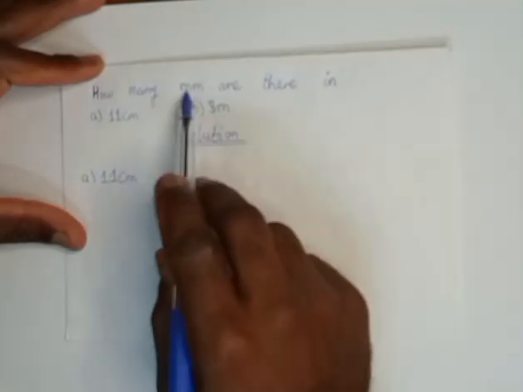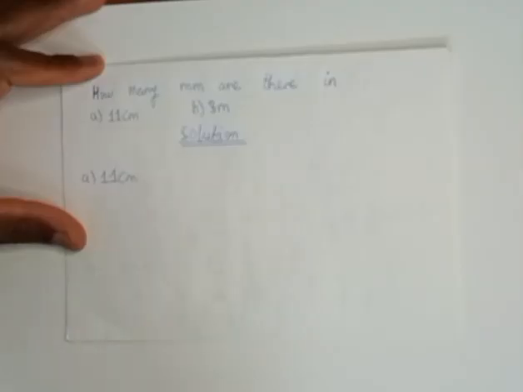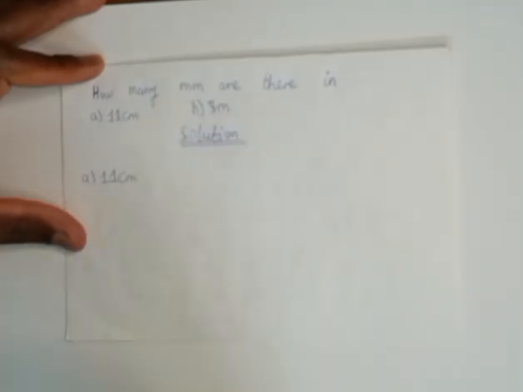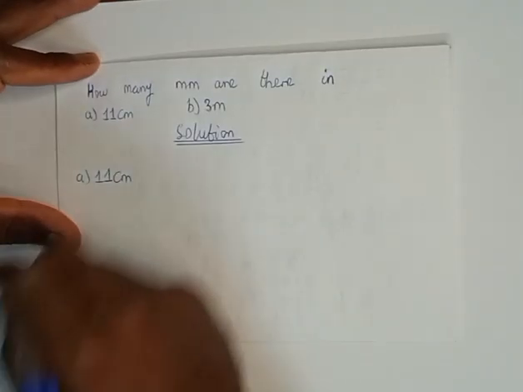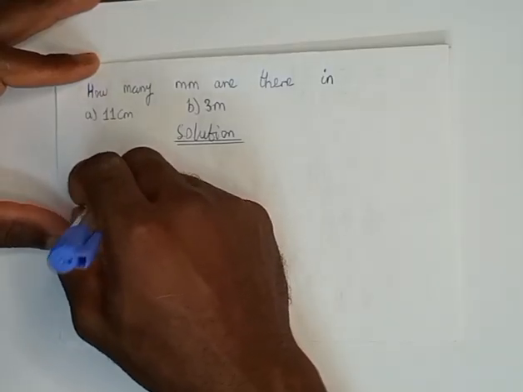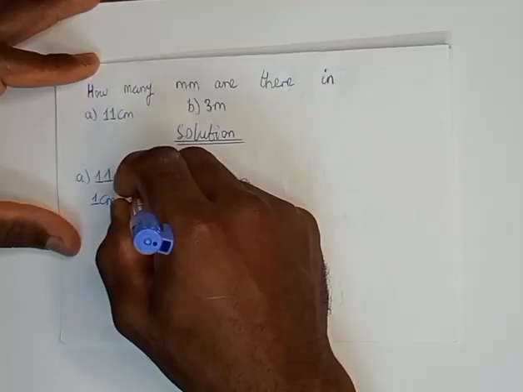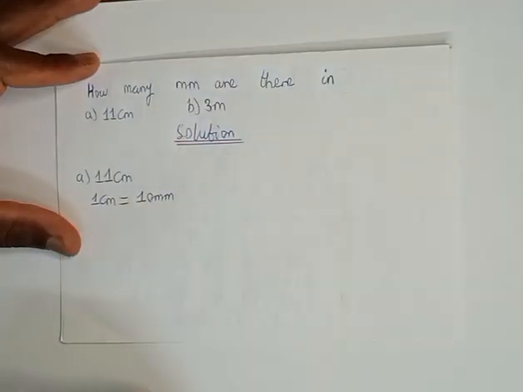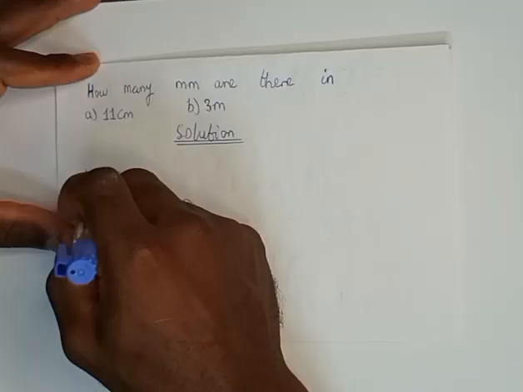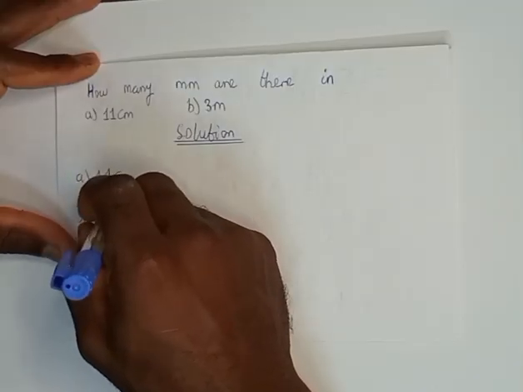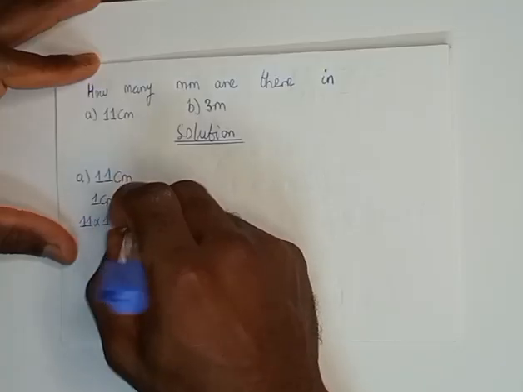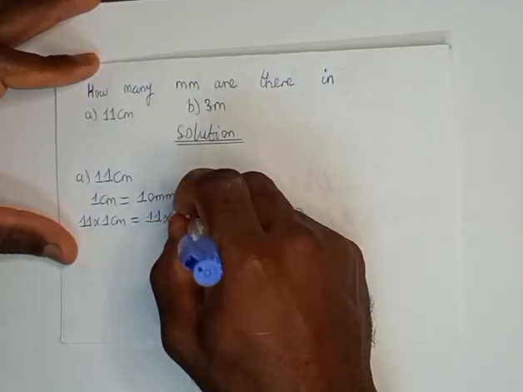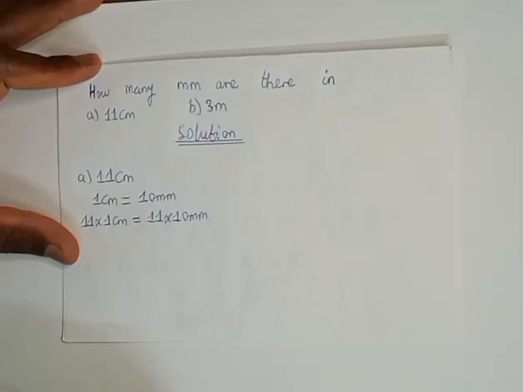Comparing centimeters and millimeters, centimeters is a higher unit for measuring length, while millimeters is a smaller unit. We know that 1 centimeter is equal to 10 millimeters. Multiplying both sides by 11, 11 times 1 centimeter will be equal to 11 times 10 millimeters.